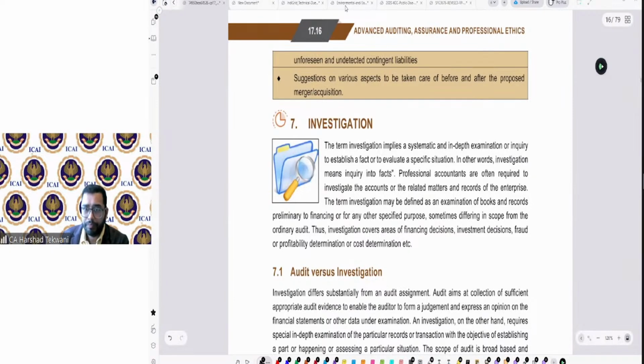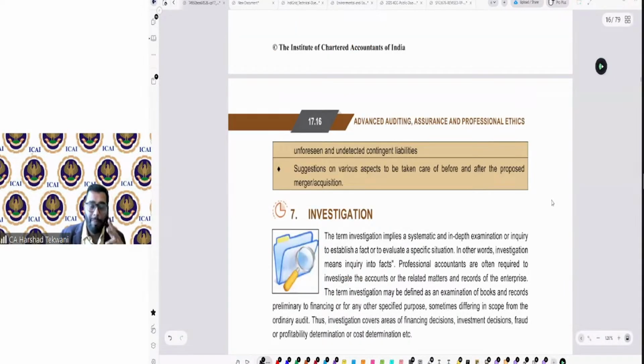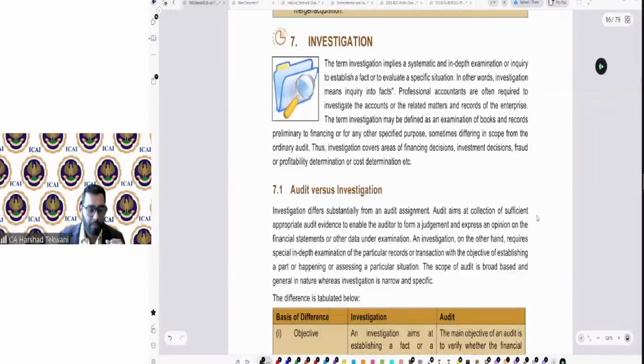No? So there is one question with respect to the due diligence: is there any SEBI regulation for the due diligence of a listed entity? Answer is no. As of now, there is none. If there are no further questions, then let's proceed to the next topic, that is investigation.